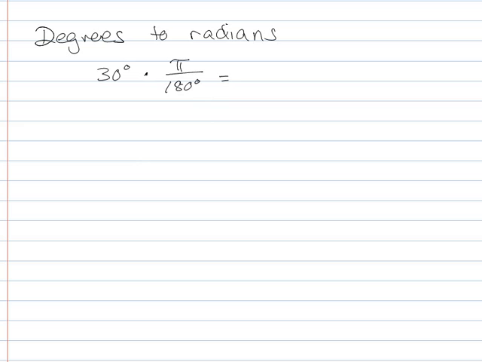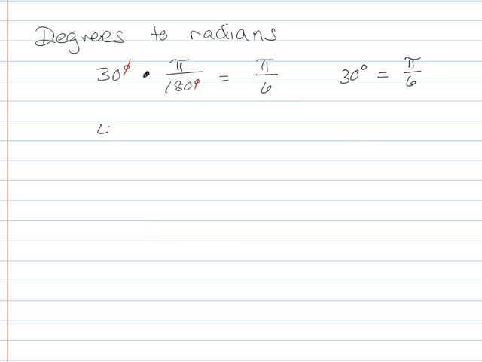So what I can do is I can just multiply. It's just like converting units. Pi is the same thing as 180 degrees, so I can multiply by pi over 180. If you really want to get technical about it, you can think the degree sign cancels out, and that's going to give me pi over 6. So 30 degrees is the same thing as pi over 6 radians.